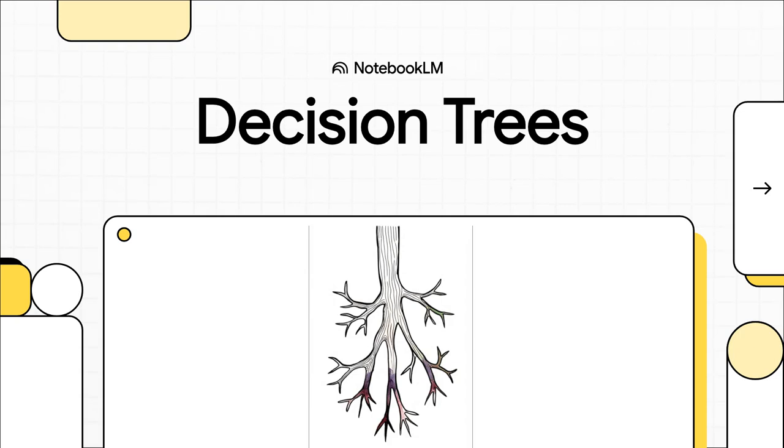Welcome to The Explainer. Today, we are diving deep into one of the most intuitive yet surprisingly powerful algorithms in all of machine learning, the decision tree.